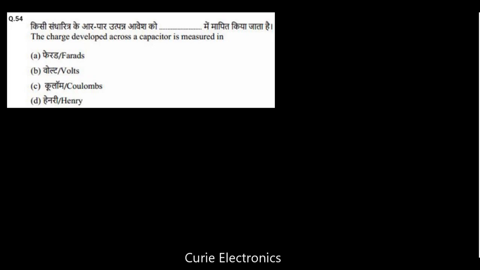The charge developed across a capacitor is measured. What is the unit of capacitance? That's farad. For charge, what is the unit? We measure charge in coulombs. So the answer is option C.